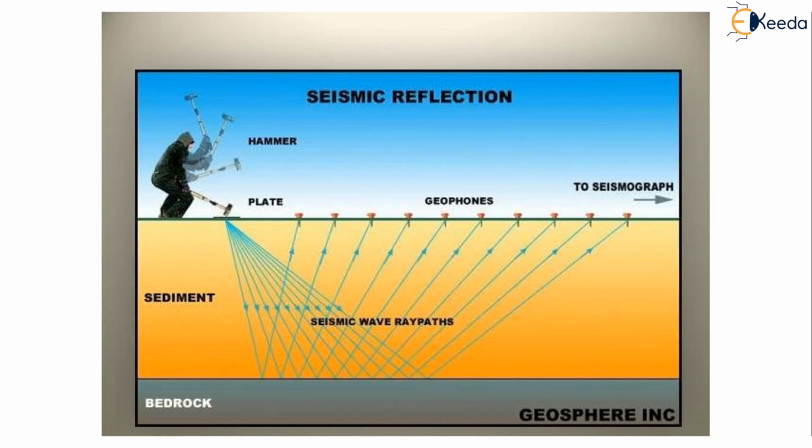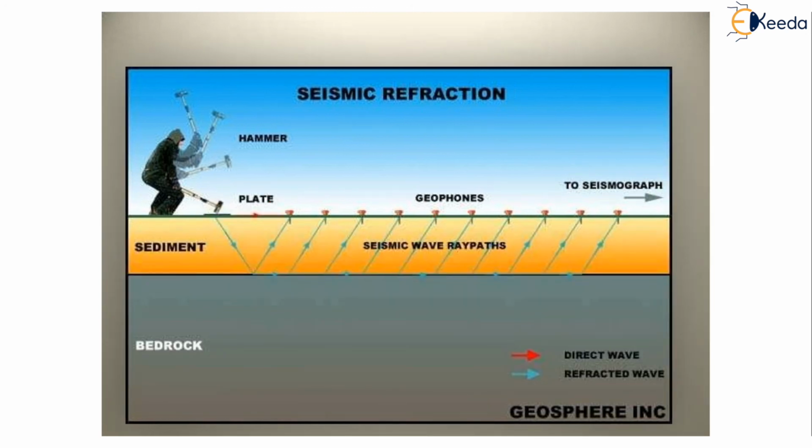This is a seismic reflection. When there is some disturbance, these are the seismic ray paths, and they are going to the seismograph. These are the geophones where they are capturing. See, this is the disturbance which is created on the plate with the help of a hammer. This is seismic refraction. You can see, again, geophones are kept and the disturbance is created on the plate with the help of the hammer.